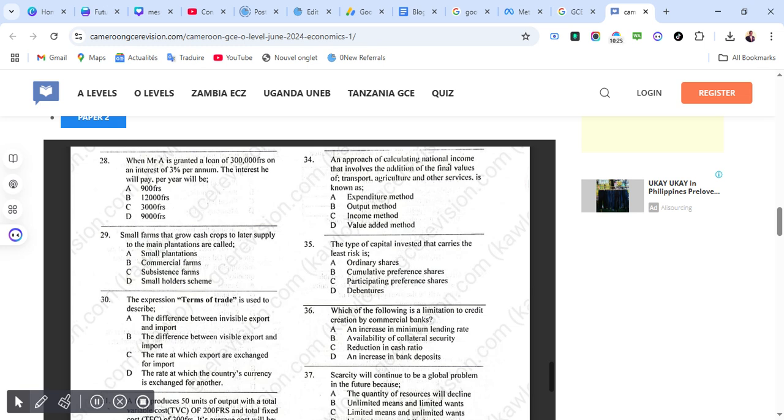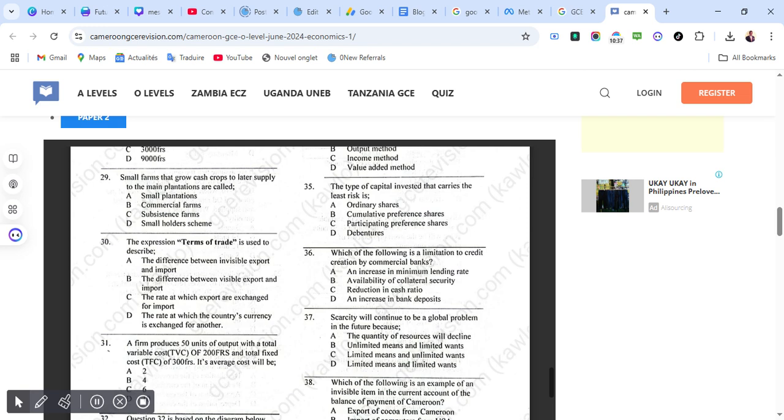29. Small firms that grow cash crops to later supply to the main plantations are called, correct answer for 29 is D, which is smallholders scheme. Question 30. The expression terms of trade is used to describe, the correct answer is C, the rate at which exports are exchanged for imports.